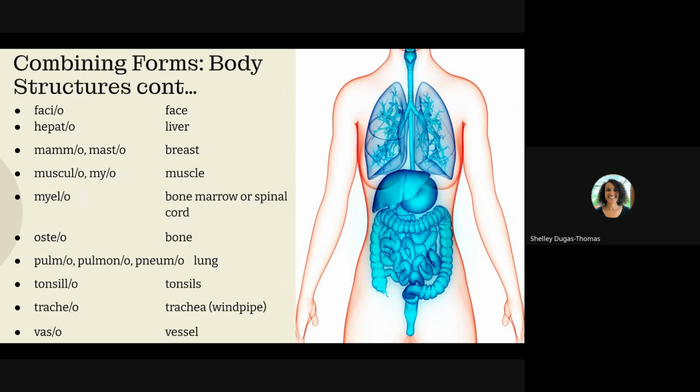So keep practicing these body structures. You'll notice that some terms have multiple roots for the same structure, like pulmo and pneumo. This is common in medical language, possibly because one is from the Greek root and one is from the Latin root. Think of them as synonyms that you will need to recognize interchangeably in the field.